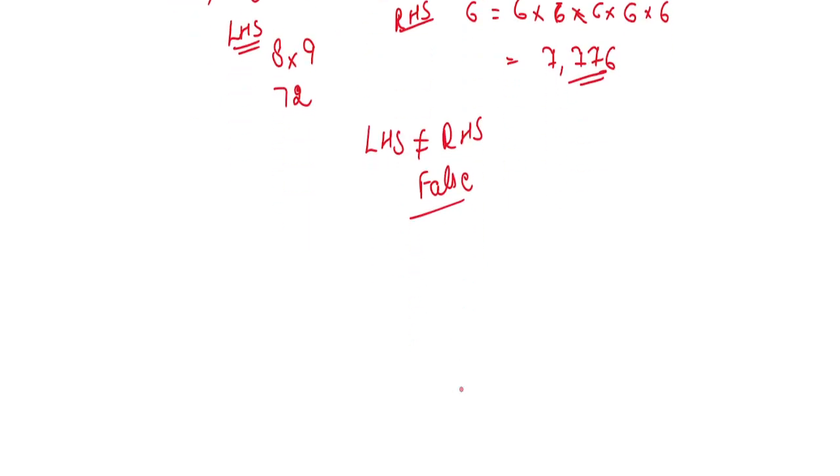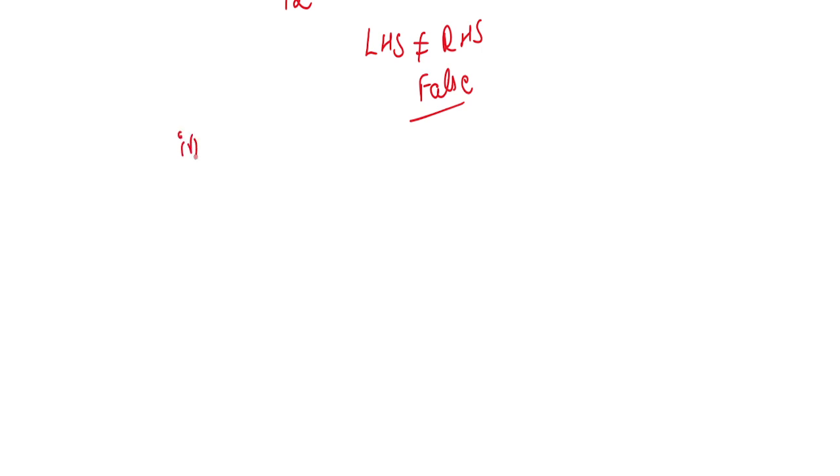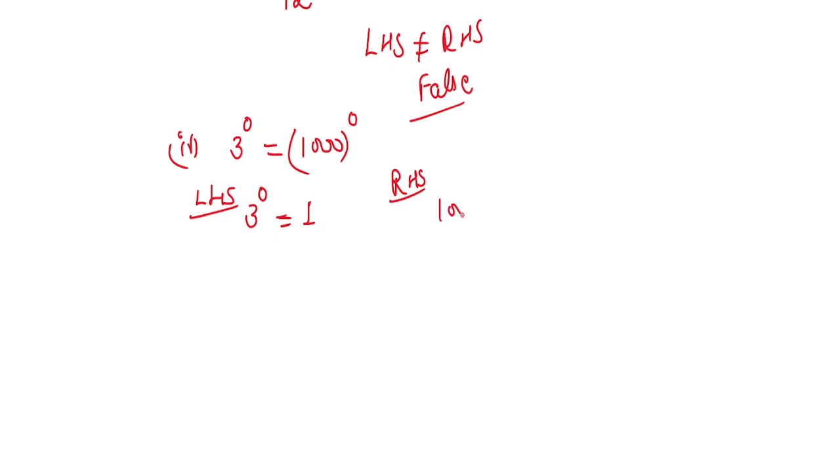Now the fourth part. In the fourth part, the question is 3 raised to the power 0 is equal to 1000 raised to the power 0. I told you that if the base is any number and the power is 0, then it means it is 1, right? So first the LHS. The LHS is 3 raised to the power 0. Any number raised to the power 0 means 1. RHS: 1000 raised to the power 0 means it is also 1. So the LHS is equal to the RHS, and it is true.